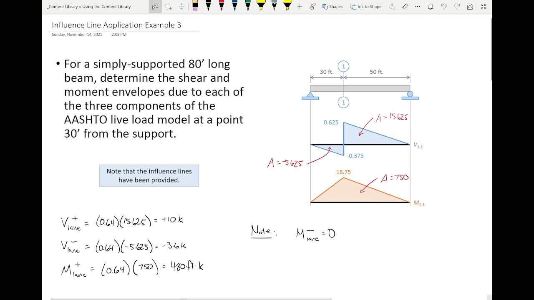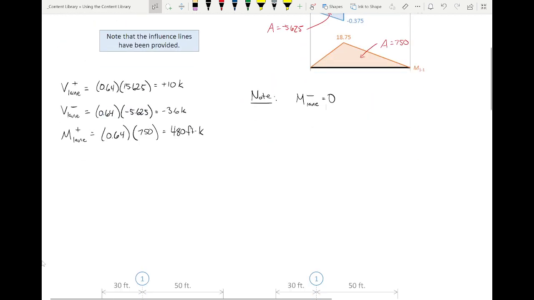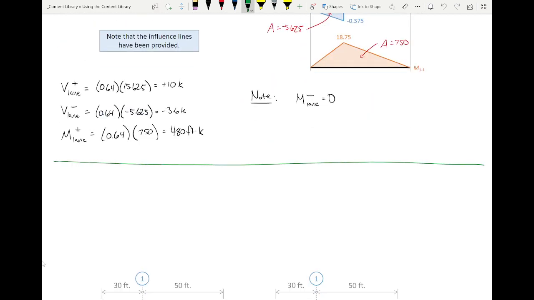Now, let's see if you can follow along for what's coming next. Now what we're going to do is the tandem. If you recall, the tandem is two 25 kip axles spaced 4 feet apart. So what I need to do is move that tandem somewhere along the structure to generate worst-case responses. And we're going to start with shear, okay?